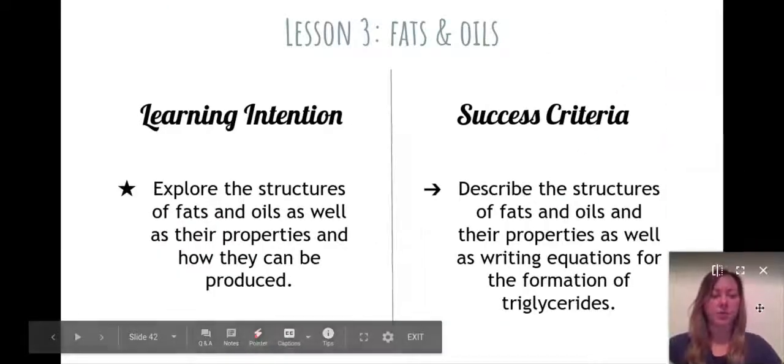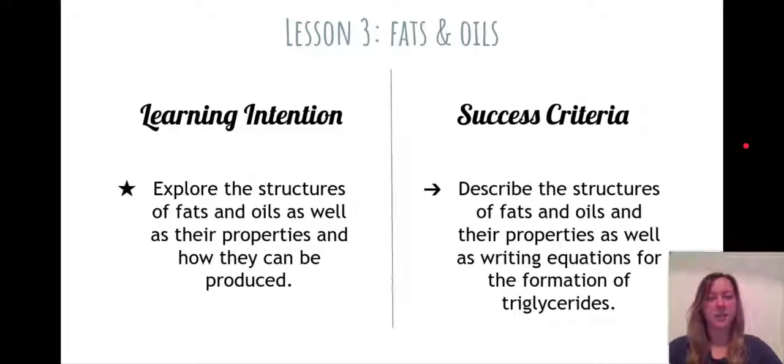Hopefully we were able to answer all of those questions correctly. Remember to upload evidence of your answered questions onto the Google Classroom. We wanted to be able to describe the structures of fats and oils and their properties, as well as writing equations for the formation of triglycerides. Writing the equations we're going to practice more in class because that's quite tricky, but we should have a really good understanding of the structures of fats and oils and their properties as well. In other words, why are fats solid at room temperature and oils are liquids?